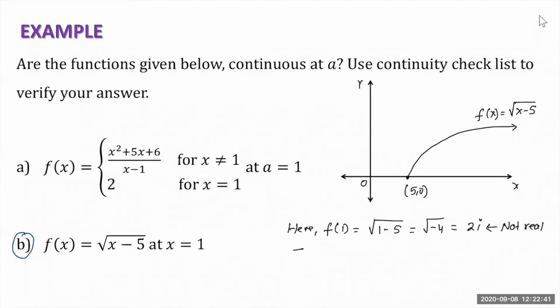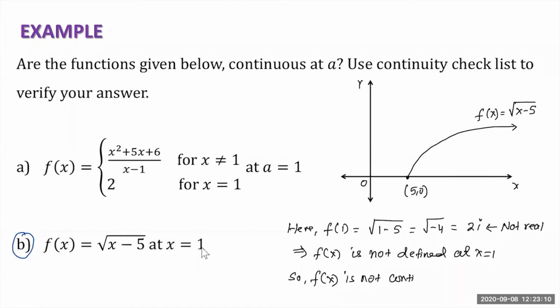Here, f of x is not defined at x equal to 1 because the value is not real. So since the function is not defined at 1, this function is not continuous at x equal to 1. So f of x is not continuous at x equal to 1.